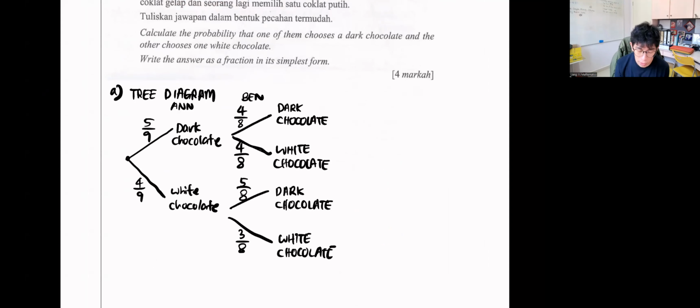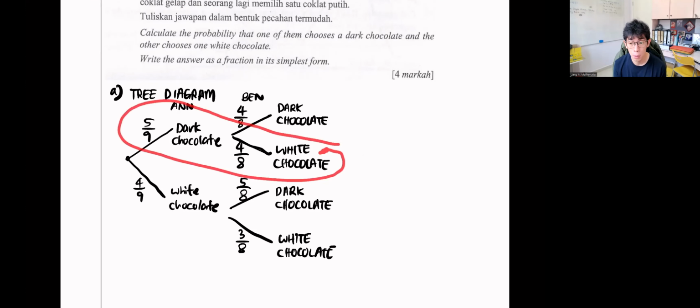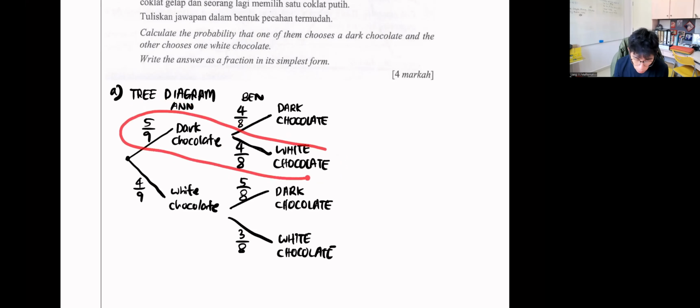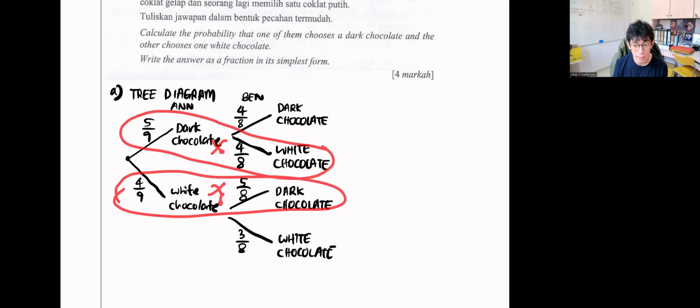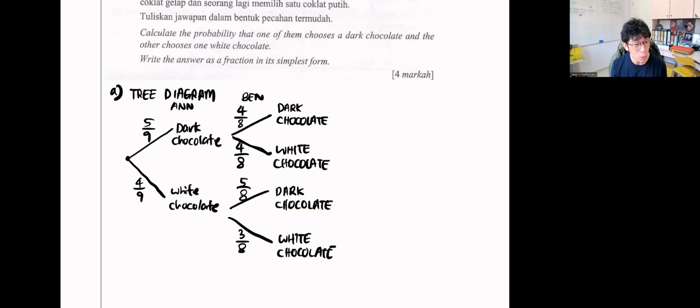Now everyone, if I want to get the probability of N getting dark chocolate and Ben getting white chocolate, can you tell me what you're going to do? You're going to times or plus? You're going to times, because they are two different events. But if I say, tell me the probability of them getting different types of chocolate, then you will say, teacher, this one I times. But then you have these two, and you're going to plus them. Do you know why between them you're going to plus?